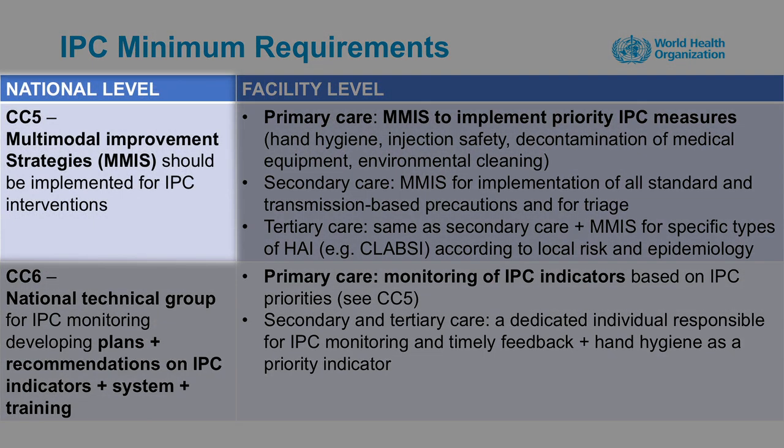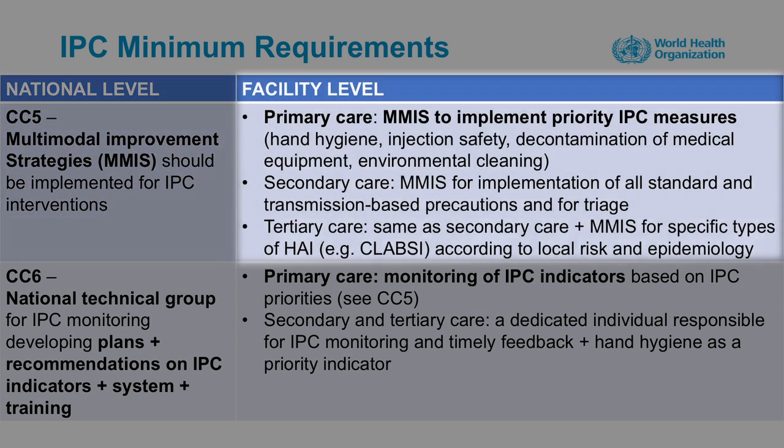Core component number 5 refers to the multimodal improvement strategies. These should be implemented for IPC interventions at all levels. At the facility level, in primary care, the multimodal improvement strategies should be in place to implement priority IPC measures. These are hand hygiene, injection safety, decontamination of medical equipment, and environmental cleaning. At the secondary care level, this includes the implementation of all standard and transmission-based precautions and triage. At the tertiary care level, it includes all of those above, as well as measures for specific types of healthcare-acquired infections, according to the local risk and epidemiology.